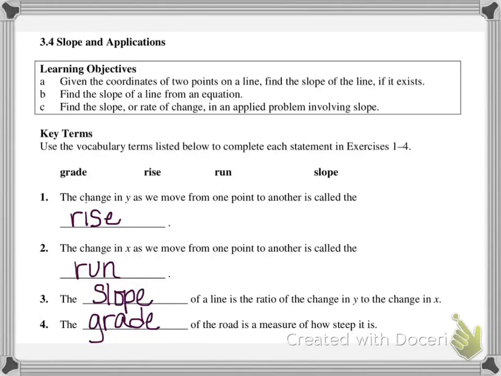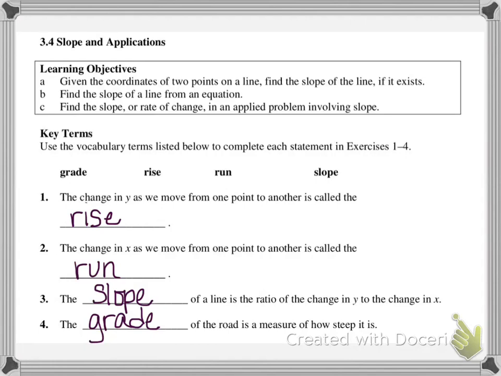In this lesson, we're going to look at something called slope, which is working with how much of a slant a line has or doesn't have. The change in y as we move from one point to another is called the rise. The change in x as we move from one point to another is called the run. The slope of a line is the ratio of the change in y to the change in x, and the grade of the road is a measure of how steep it is.